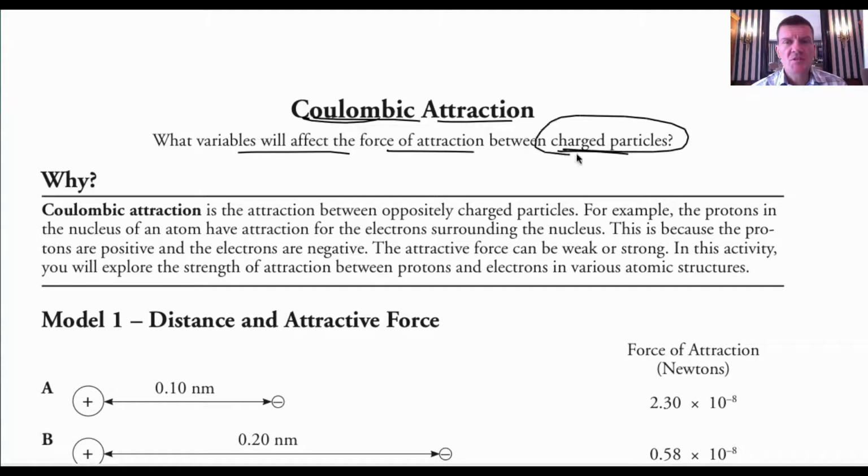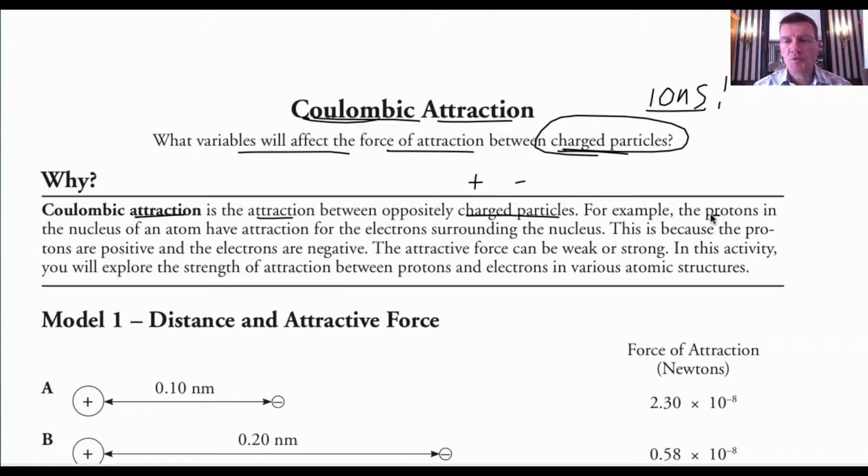We talked about charged particles before, if you remember, when we mentioned ions. Ions are basically a neutral atom of a particular element that has either gained or lost electrons, therefore giving it either a positive or negative charge. So Coulombic attraction is the attraction between oppositely charged particles, positive and negative.